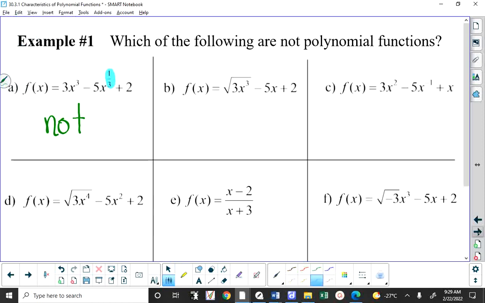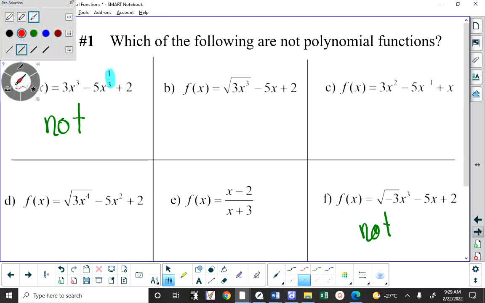This one is not a polynomial function. Can somebody explain why that is not a polynomial function? Wayman, do you know? Right, it has a non-real number as a coefficient. So the problem here is the coefficient of the square root of negative 3. In high school math, you cannot take the square root of a negative, so we call that a non-real number.